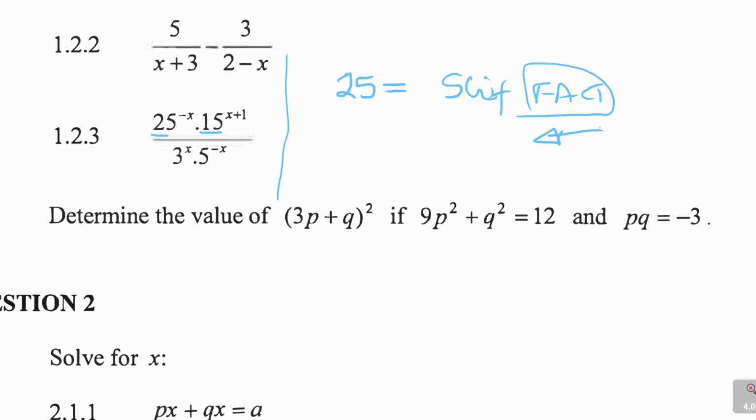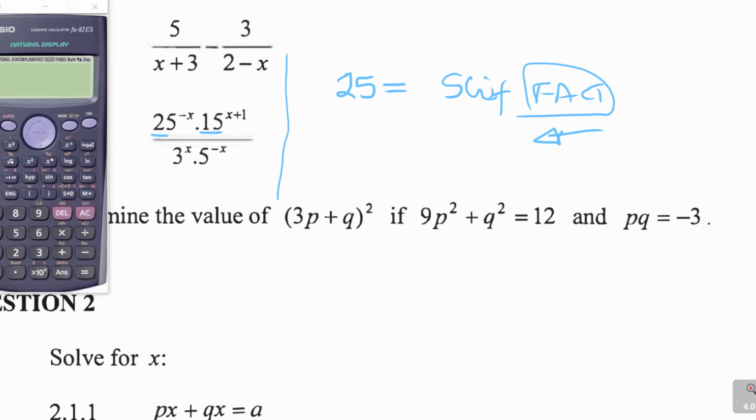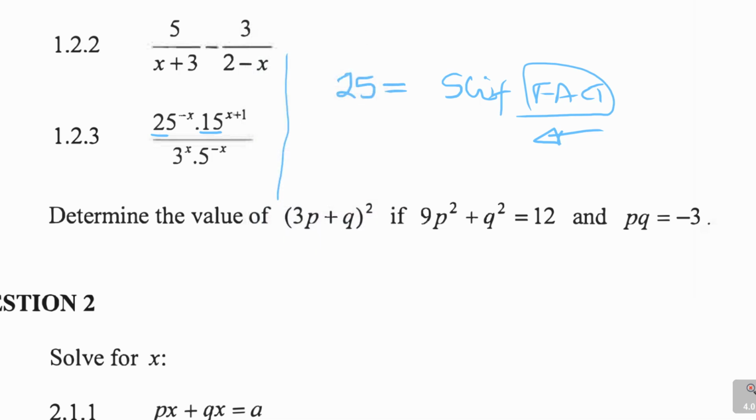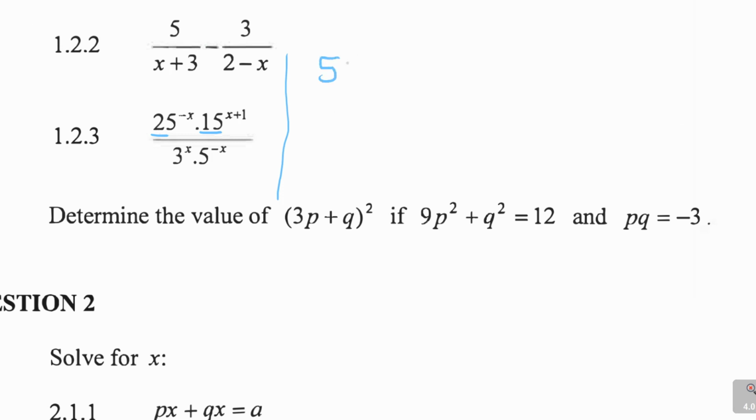Let me take a calculator and show you where it appears. FACT is somewhere here on this button, at the bottom there. For 25 it will give you 5 squared. So when you convert these numbers, it will give you 5 squared, that is 25. Then you put a bracket, you have got minus x. For 15, it will give you 3 times 5.